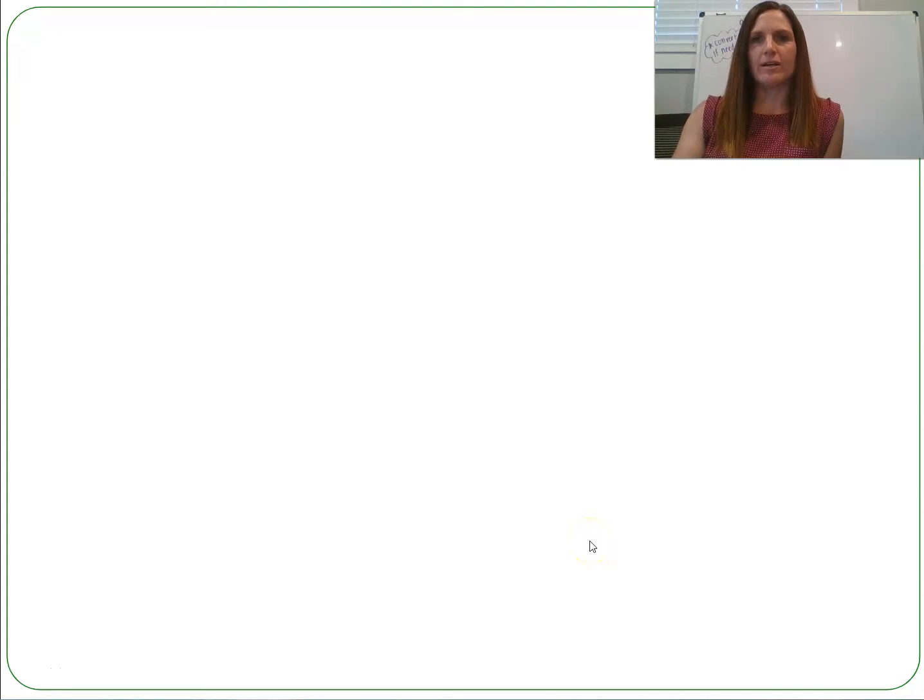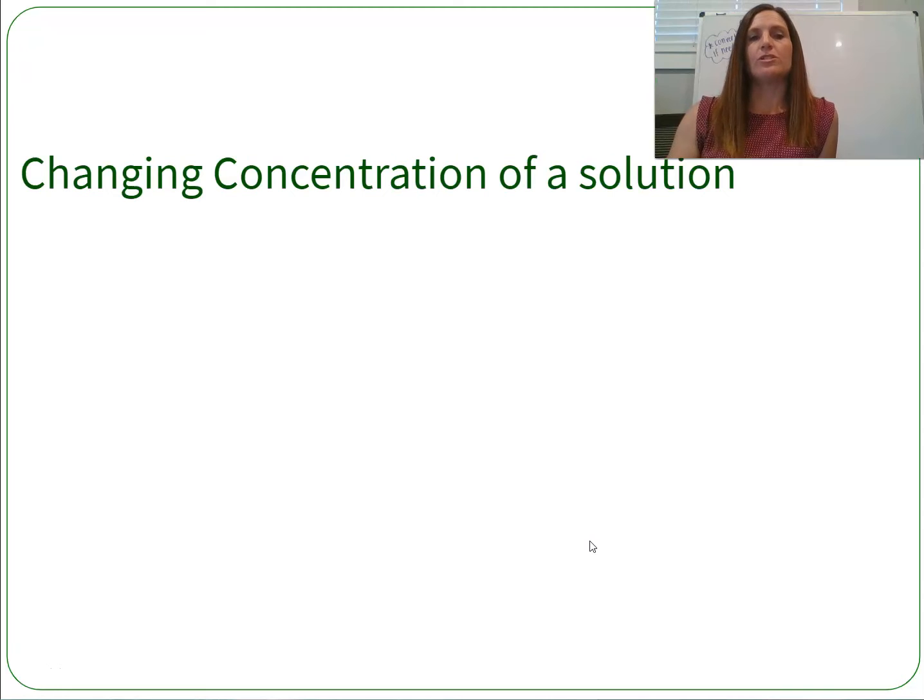We are going to be looking at the last math that we need to do for the chapter, which is called changing concentrations of a solution. So imagine that you already have a solution made. There's a stock solution that already exists, and you need to alter that in some way in order to make the solution that you want.